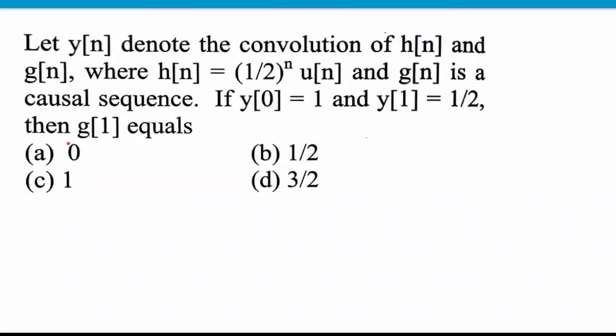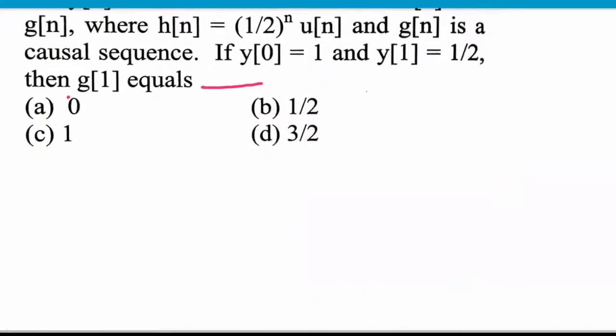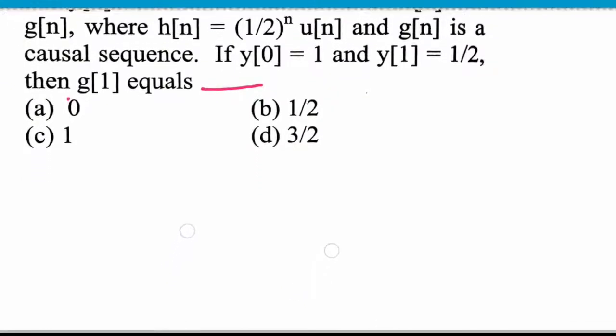Let y of n denote the convolution of h of n and g of n, where h of n is equal to half to the power n u of n and g of n is a causal sequence. If y of 0 is equal to 1 and y of 1 is equal to half, then g of 1 is equal to what? This is the question, and here we will use the convolution formula.